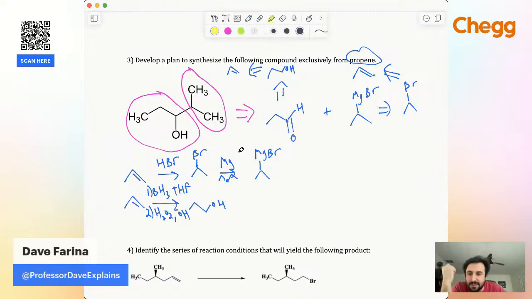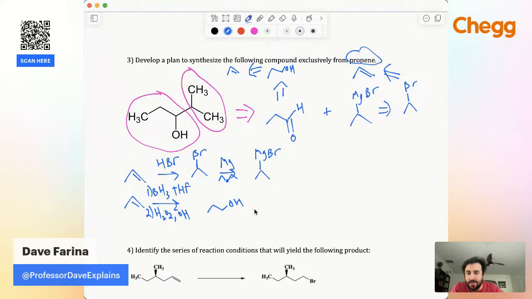Let me actually erase this so it's not confusing. I'm going to move this over a little bit so that we can see it clearly. Right, we had to recognize that we could go from propene to the 1-propanol by doing an anti-Markovnikov hydration. Then all we had to do was remember what conditions we know of that promote anti-Markovnikov hydration.